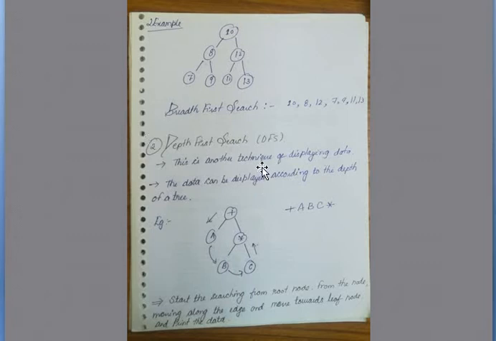The depth first search is another technique of displaying data. In this, the data is displayed according to the depth of the tree. We start searching from the root node, and from the node move along the edges towards the leaf node, and print the data. So first we start with the root node and then move towards the depth. After performing the depth first search, we got plus, A, B, C and then star.